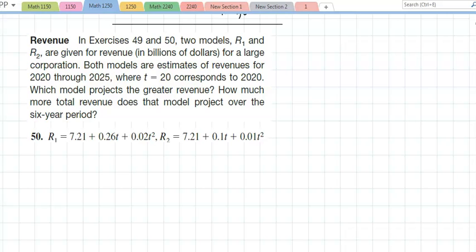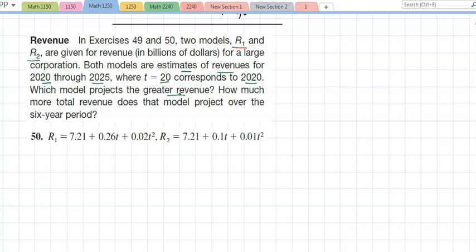It says two models, and this happens all the time. Two models, R1 and R2, are given for revenue in billions of dollars for a large corporation. Both models are estimates of revenues for 2020 to 2025. So they're figuring out what they're going to do in the future, and these are estimates for how much revenue they're going to have. T equals 20 corresponds to the year 2020, so T equals 25 corresponds to the year 2025. Which model projects a greater revenue? How much more total revenue does the model project over the 6 year period?